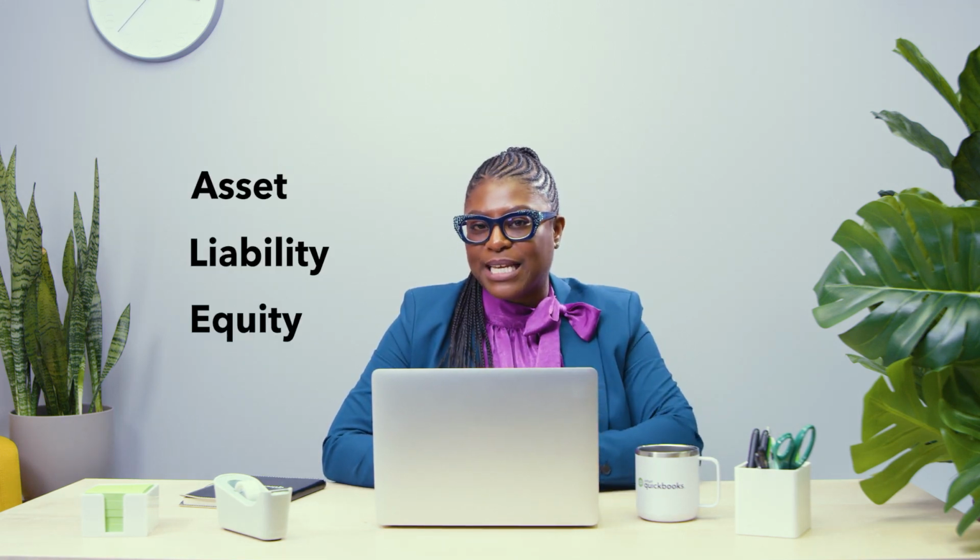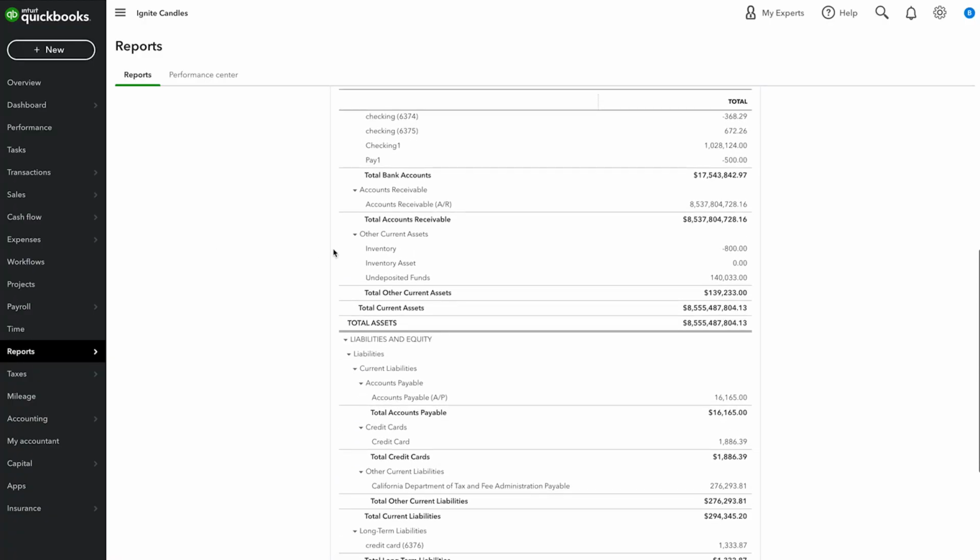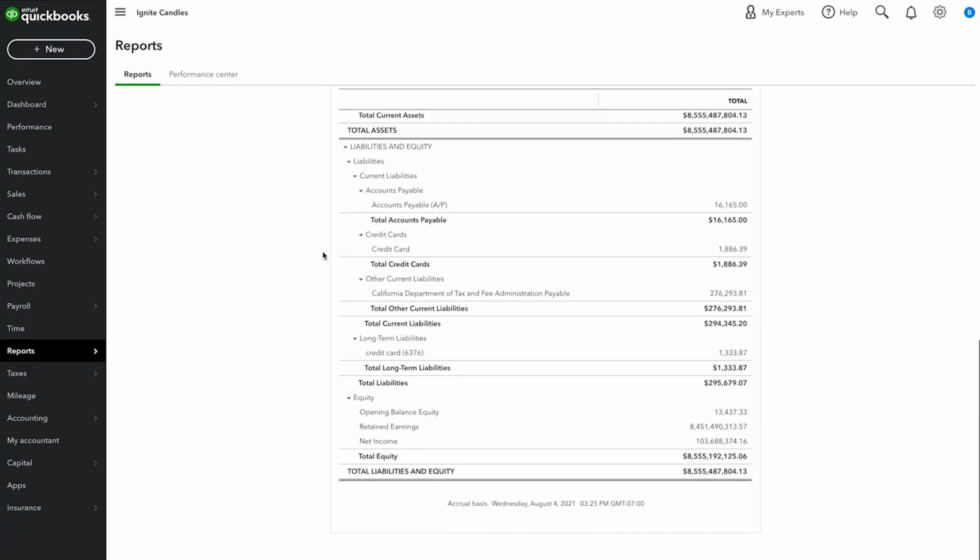Great, we're getting into the meat and potatoes. This is my favorite part. The three items that make up a balance sheet are your assets, your liabilities, and your equity. Now, what are assets? Assets are the items in your business that can be easily converted to cash. So think about your bank and checking accounts as well as your inventory and some securities.